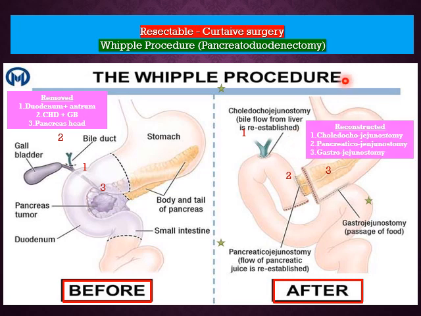Okay, and this consists of first a choledochojejunostomy. Okay, common hepatic duct is joined to the jejunum. Secondly, a pancreaticojejunostomy, where the pancreas is joined to the jejunum. And the third one is your gastrojejunostomy, stomach to jejunum. So before is the resection and after is your anastomosis. So it is a triple resection and triple bypass.